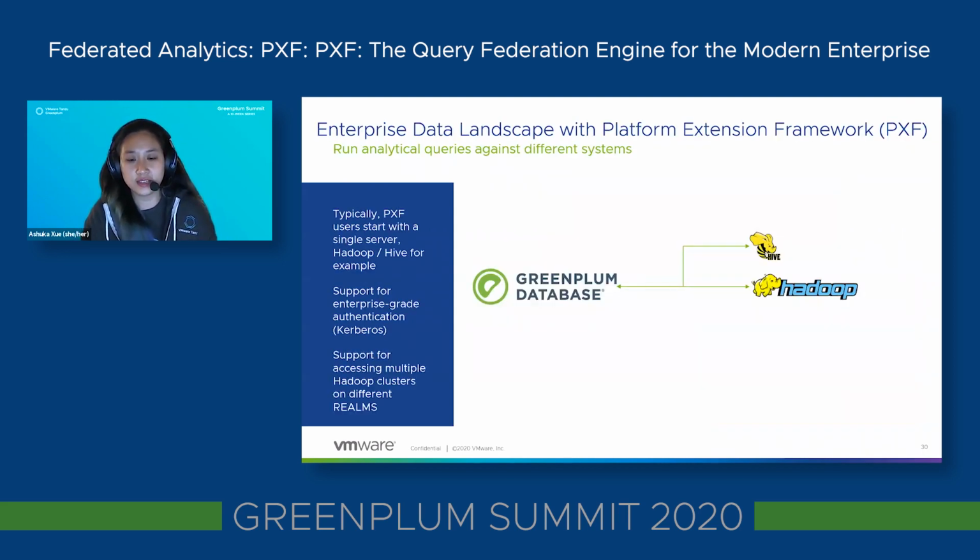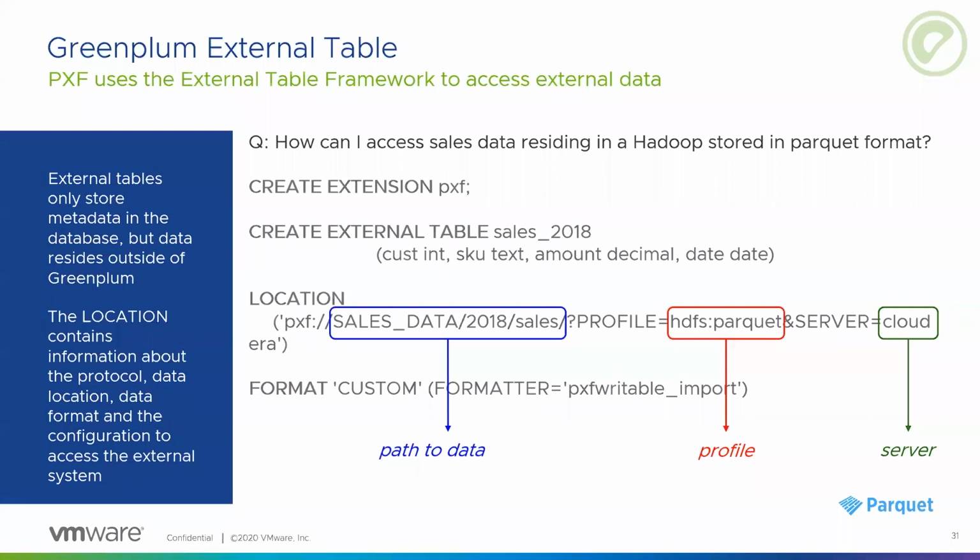So let's now provide a typical user experience. Users usually connect to Hadoop or Hive as a starting point. For both of these cases, we connect to PXF through a single server configuration. And connections with PXF can be done with enterprise-grade authentication, such as Kerberos, and can support accessing multiple Hadoop clusters within a single Greenplum installation. In Greenplum, external tables only store the metadata in the catalog. The data itself resides outside of Greenplum. So we can create connections to our external data sitting on Hadoop by creating an external table in Greenplum.